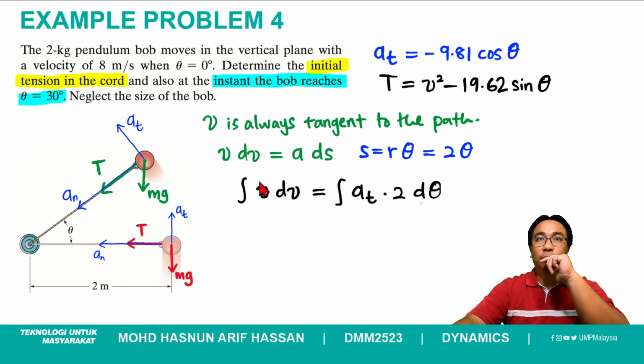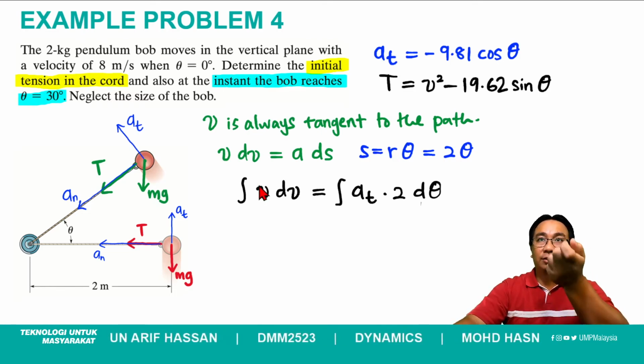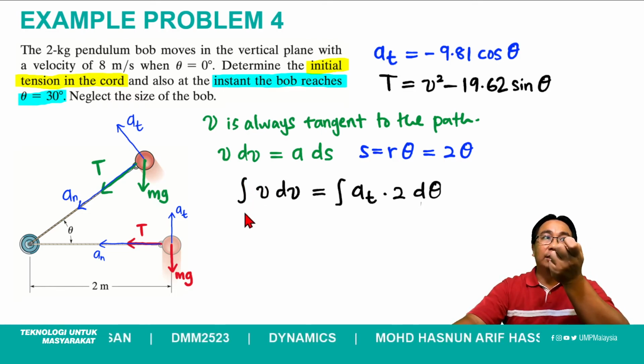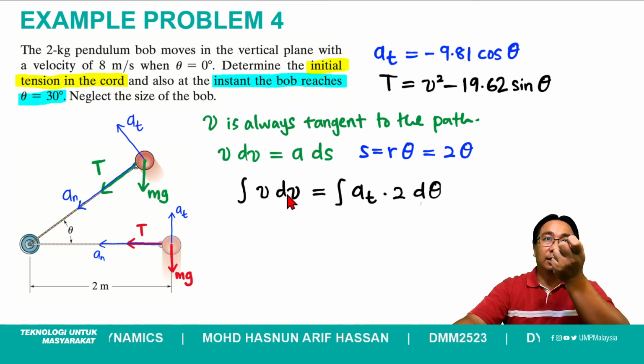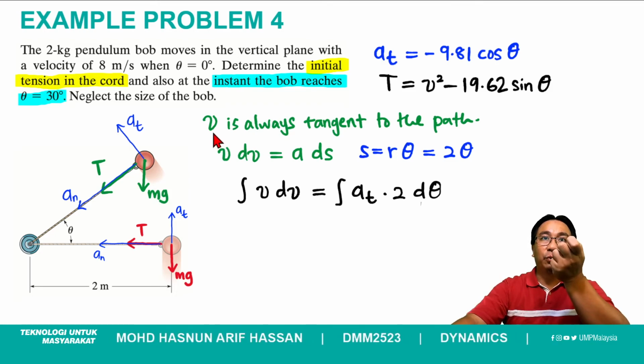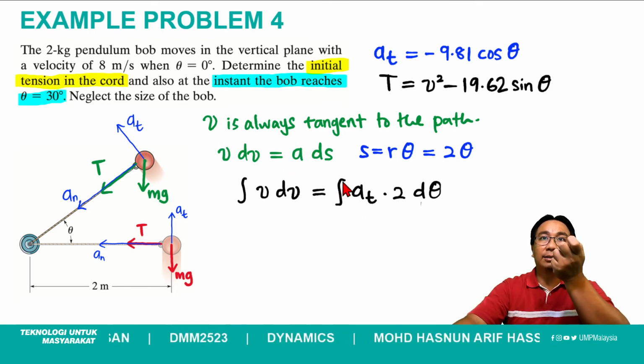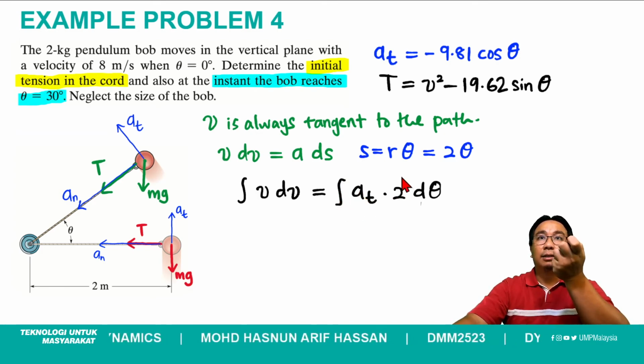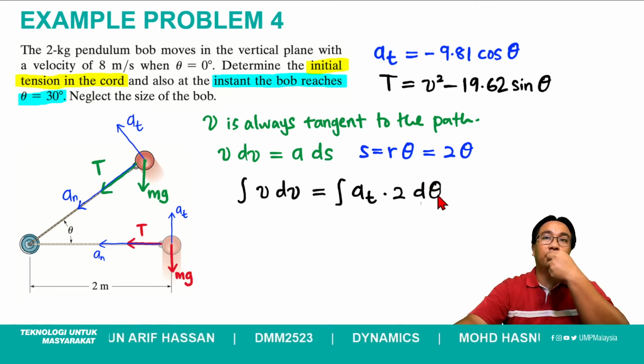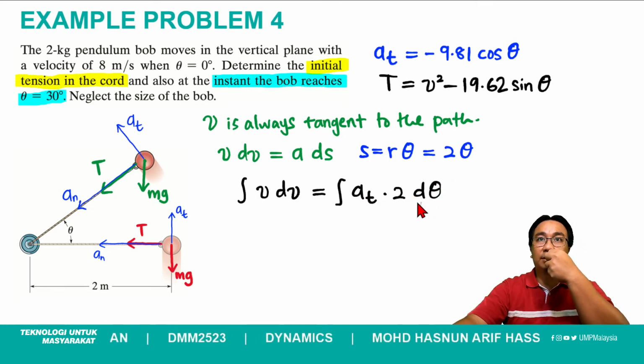So to get the value of velocity, we need to integrate because we have dv here. So we have to integrate v dv. When we integrate the left hand side, we have to integrate also the right hand side. So we integrate the right hand side, 2 times d theta.